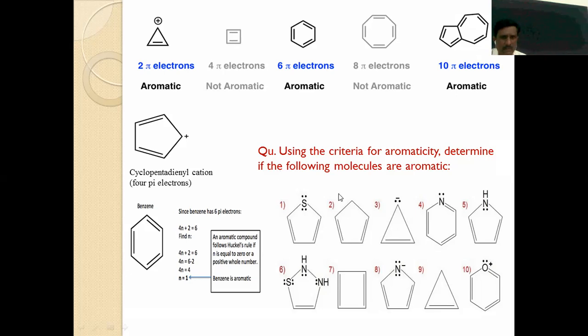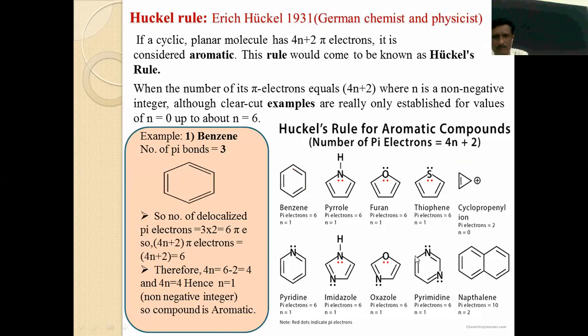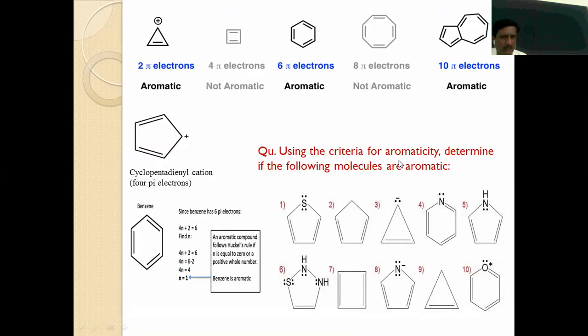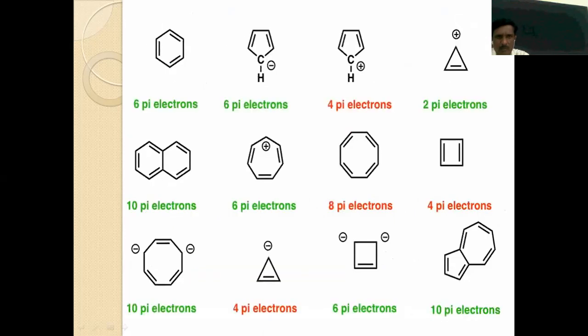So the question here is: using the criteria for aromaticity, determine if the following molecules are aromatic. You check all these compounds and decide whether each compound is aromatic or not aromatic. Again, I am repeating how benzene is called aromatic on the basis of Huckel rule. The n value of benzene is 1, thus benzene is an aromatic compound.